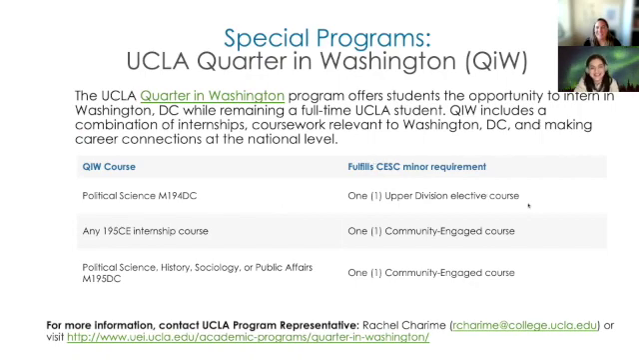Quarter in Washington, DC. You take courses while also remaining a full-time UCLA student and doing an internship in Washington, anywhere from Capitol Hill to art museums to nonprofits. And you can see here again on this screen that there are 3 different courses that you take to fulfill the requirements of Quarter in Washington that would translate to fulfilling some of our minor requirements. So 2 community engaged courses, that requirement would be done for you, as well as the upper division elective course.